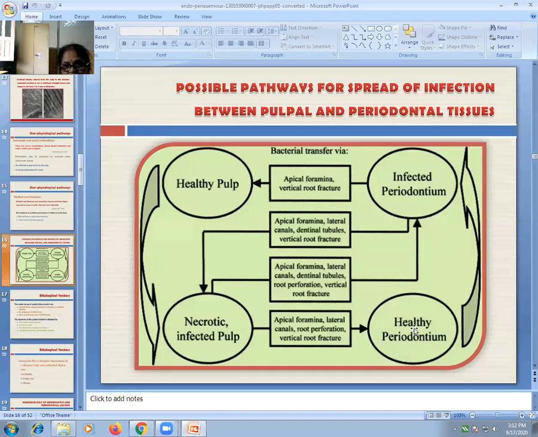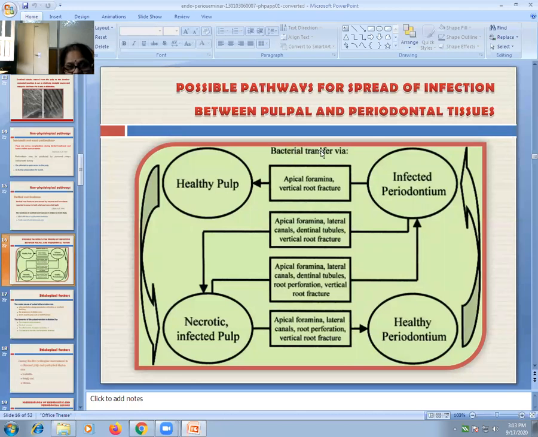What are the possible pathways for the spread of infection between pulp and periodontal tissues? Just go through this diagram carefully and you will understand. This is the healthy pulp. How does the healthy pulp convert to a necrotic infected pulp, and how does the healthy periodontium convert to an infected periodontium? When the patient comes with a healthy pulp, how do they interact? Because both are in close vicinity, the pulp as well as the periodontium.